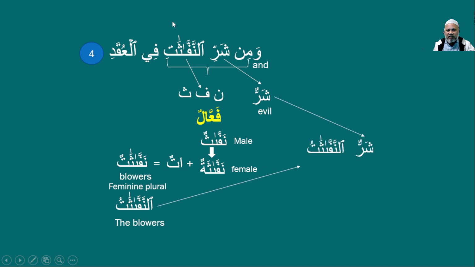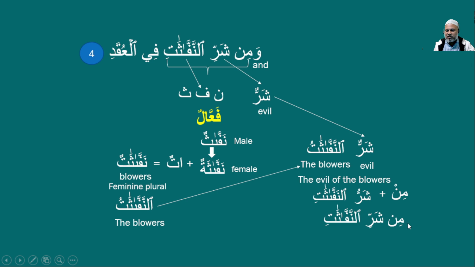Now these two words, sharrun and an-naffathatu, we can make the idafa, like the evil of the blowers. Sharrun will be sharru an-naffathati. Then put min before this, it will be min sharrin-naffathati, from the evil of the blowers, right? So min sharrin-naffathati means from the evil of the blowers.